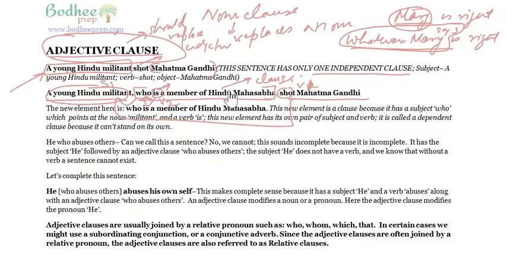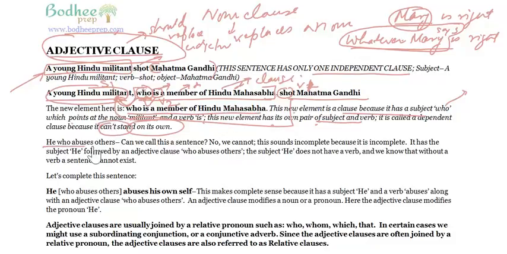So, who is a member of Hindu Mahasabha is a dependent clause. Why? Because it is not giving me complete meaning. And because it is qualifying a noun, which is a militant, I can say that it is nothing but an adjective. The new element here is who is a member of Hindu Mahasabha. This new element is a clause because it has a subject who, which points to the militant. So this who is nothing but the militant, right? This new element has its own pair of subject and verb. It is called a dependent clause because it cannot stand on its own.